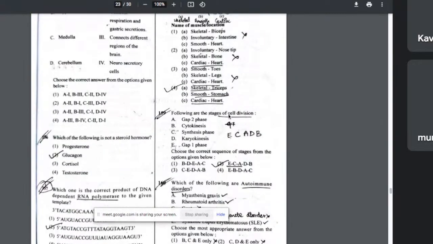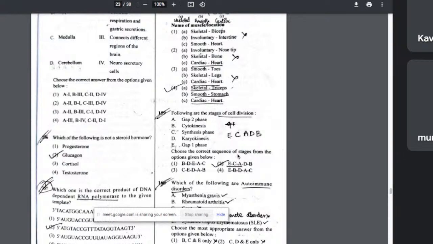And looking at the stages of the cell division, you should know that gap 1 should be followed by synthesis phase. Synthesis should be followed by gap 2 phase. And karyokinesis precedes cytokinesis. The correct order is ECADP.